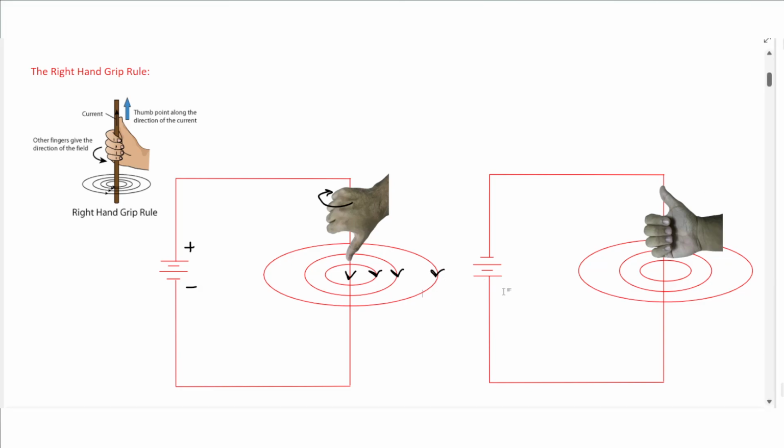If you reverse the battery, you reverse the current, so the magnetic field is reversed. If you point with the thumb pointing upwards this time, your fingers are curling anti-clockwise, so the field is concentric circles going anti-clockwise.